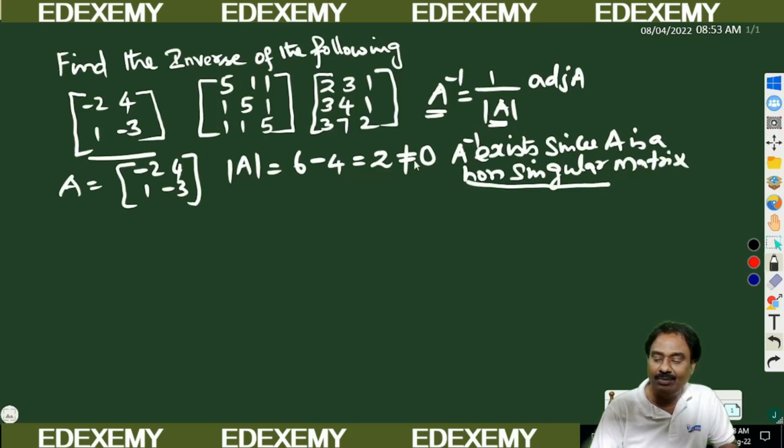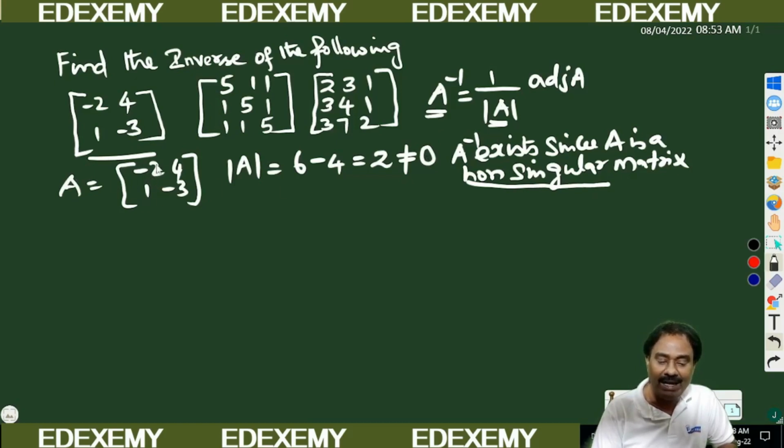So the first step, you have to find the determinant value and prove that it is not equal to 0. Then you proceed to find the inverse of A. A inverse exists only if A is non-singular. This is a very important step, you should not forget. First prove it is not equal to 0, then you proceed to the next thing.